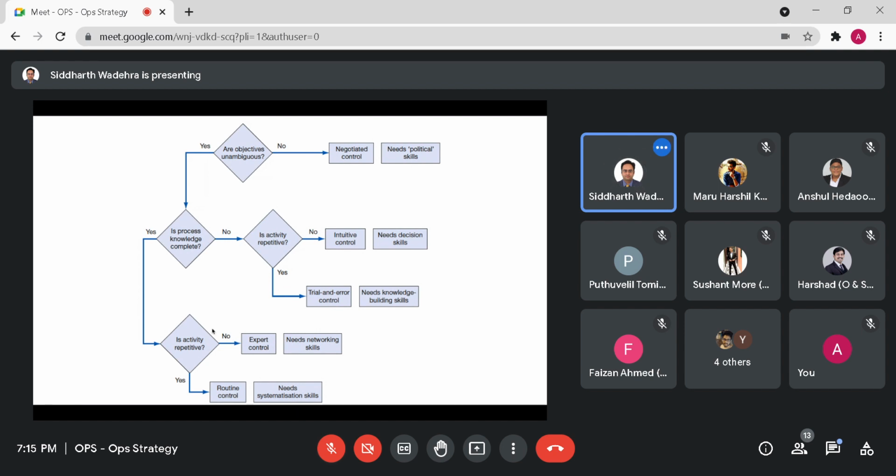And then you talk about process knowledge, where again there are two aspects to it. Whether the activity is repetitive, if so, there is trial and error, and if it's not so, there is an intuitive control. And we have slides on this, so we'll come back to this.